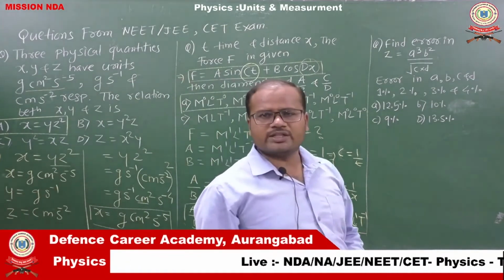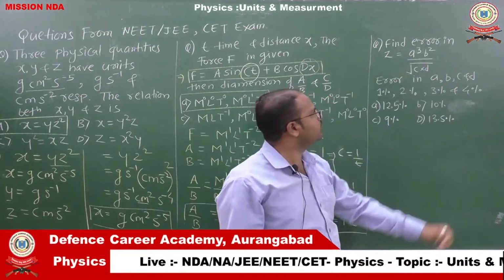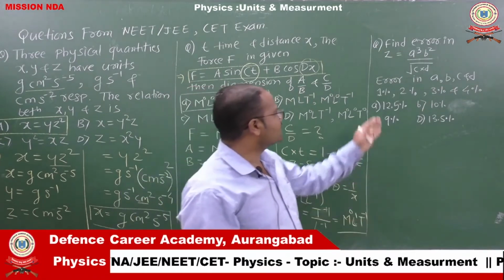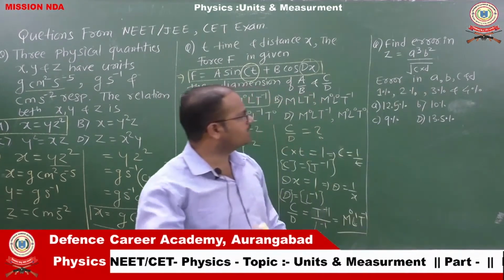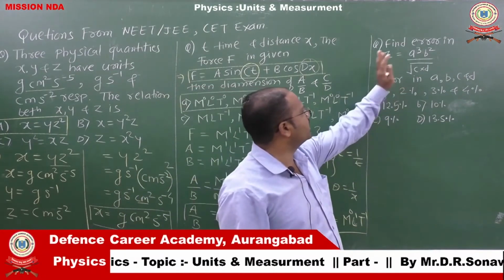Likewise, the third question is given: find the error in the equation Z equals A cube B square upon root of C into D, and the errors in A, B, C, D are given as 1%, 2%, 3%, 4%. Then we have to find the error in Z.